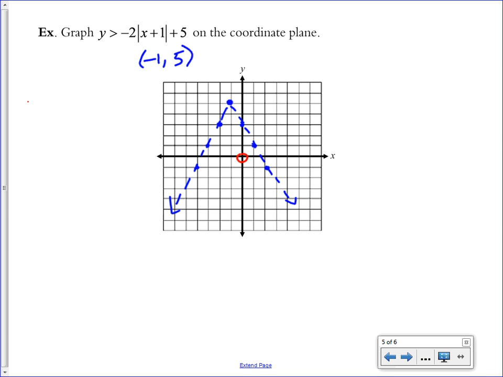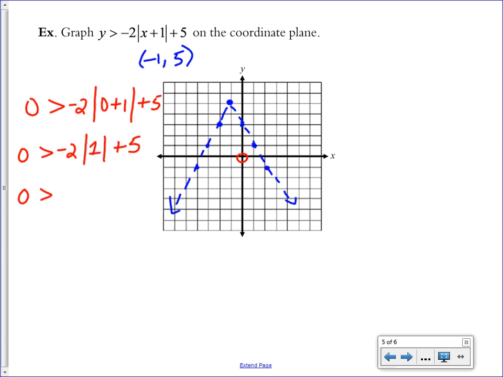I do want to show my work for this. These inequalities are a little bit more complicated because of the absolute value bracket. So do show your work. When you plug in 0, 0 here, follow the order of operations. Do what's inside the absolute value brackets first, as if they are parentheses. 0 plus 1 is 1. The absolute value of 1 is just 1. And -2 times 1 is -2. So fully simplified, this inequality now reads 0 is greater than 3.